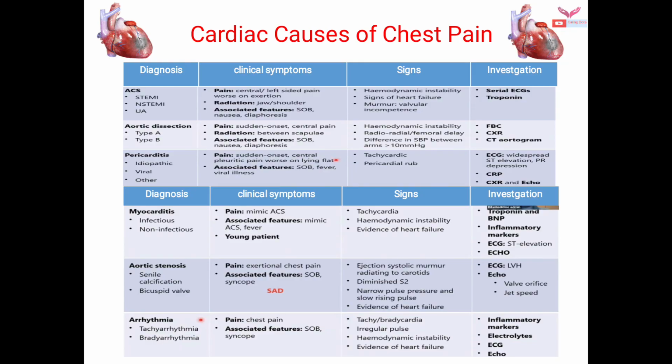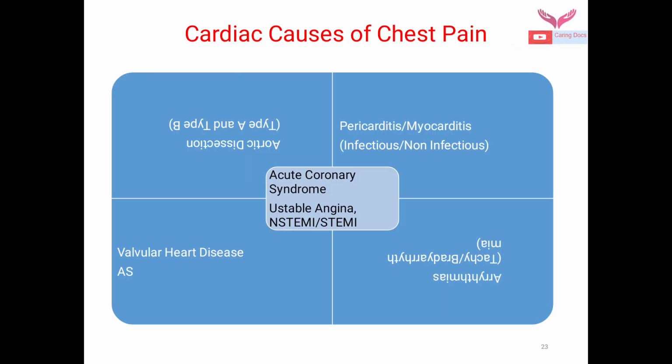The causes of chest pain I have already discussed. Among the cardiac causes, we have acute coronary syndrome, aortic dissection, pericarditis, myocarditis, aortic stenosis, arrhythmias, various signs and symptoms, their presentation, how to investigate them. I have already mentioned in these slides.